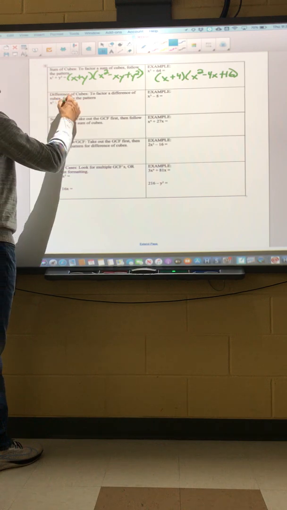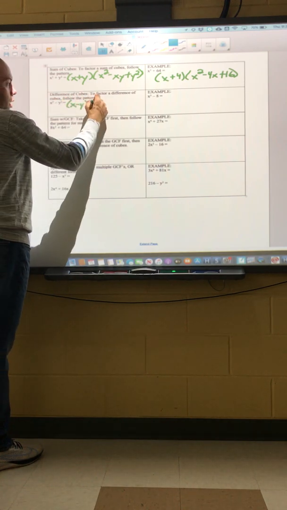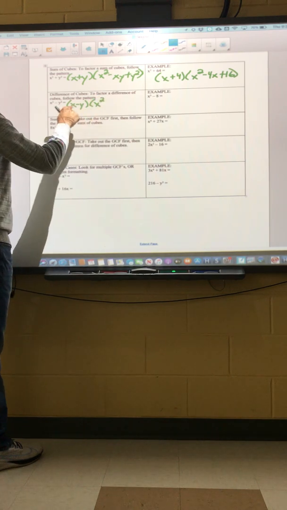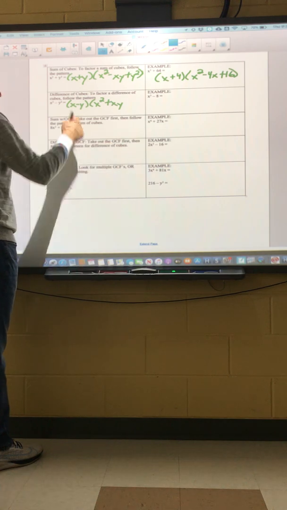Okay, so our difference of cubes, you just do the same thing. Cube root, same sign, cube root, so x minus y. Now I'm going to do this times itself. X times x is x squared. This times this, which is negative xy, I need to cancel it, so I write plus xy.